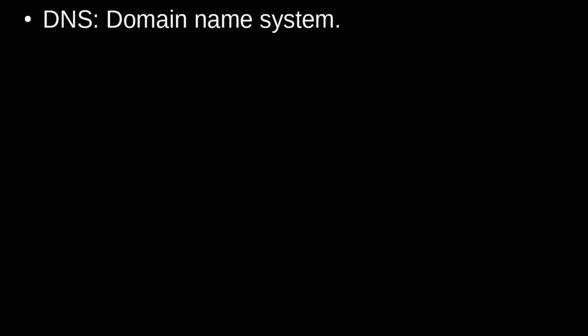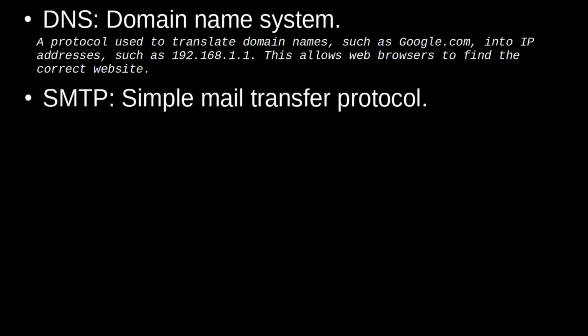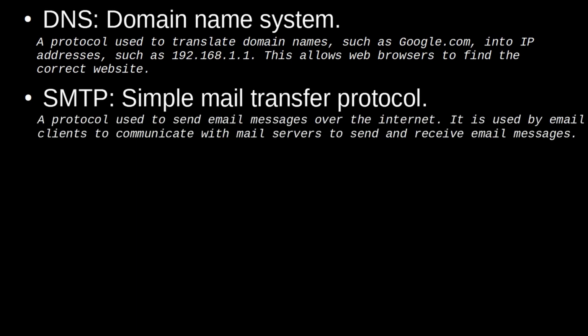And the most popular one is the DNS, Domain Name System. It is the protocol that is used to translate domain names such as google.com into IP addresses such as 192.168.1.1. This allows web browsers to find the correct website. SMTP, Simple Mail Transfer Protocol, is a protocol used to send email messages over the internet. It is used by email clients to communicate with mail servers to send and receive email messages.